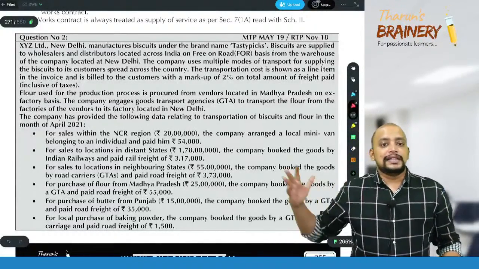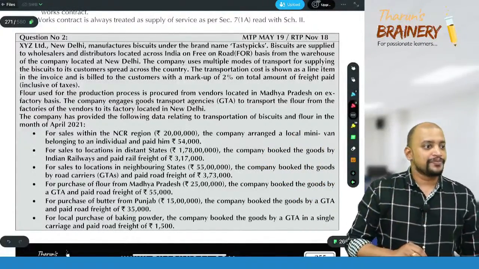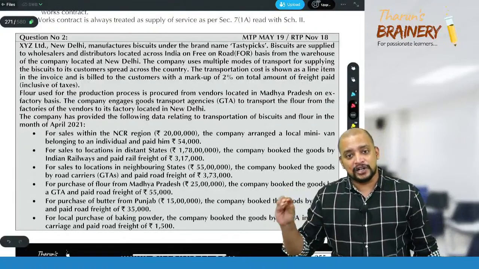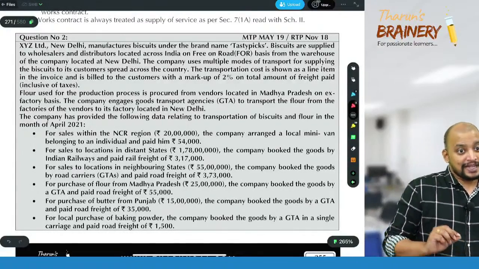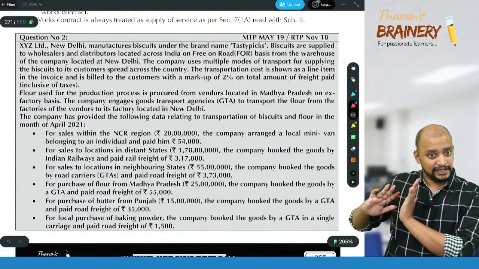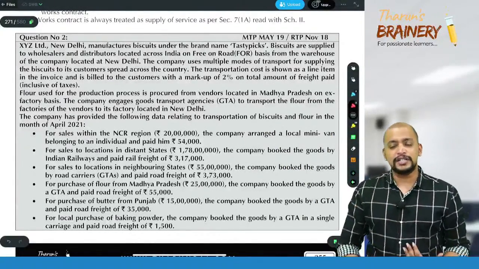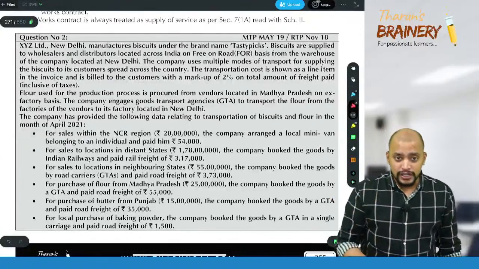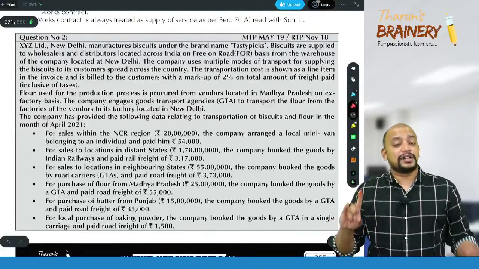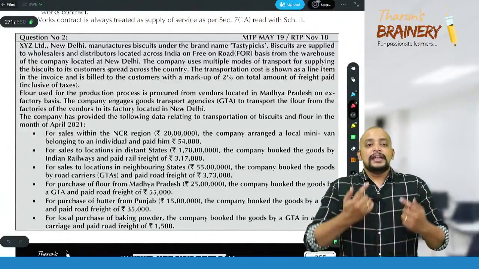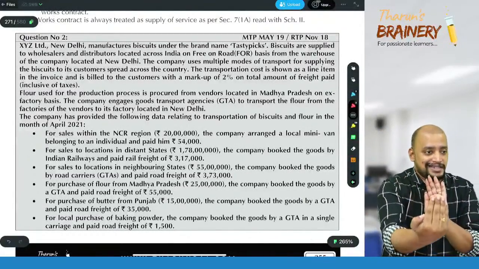First, they received the services of transportation of goods by road from other than GTA or courier. Therefore, that 54,000 will be taxable or exempted? Exempted. When they received, they will not be paying GST, that is exempted, because transportation of goods by road other than courier or GTA service is exempted. Here I am not talking about their sale of biscuits to the customers.